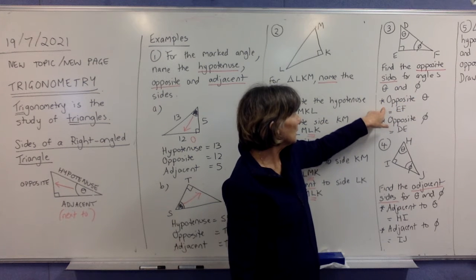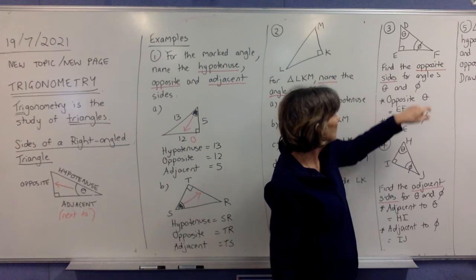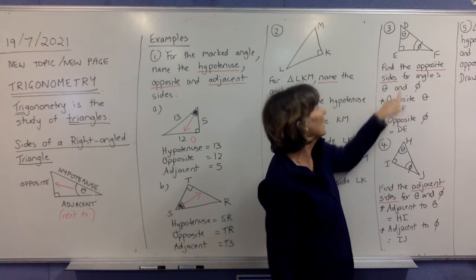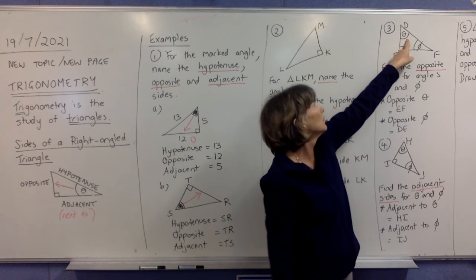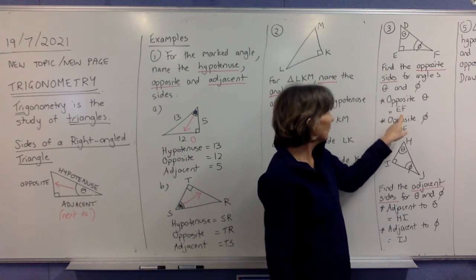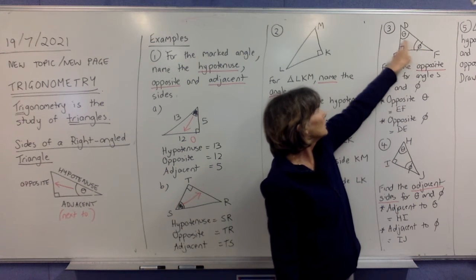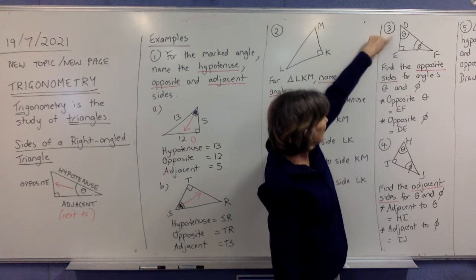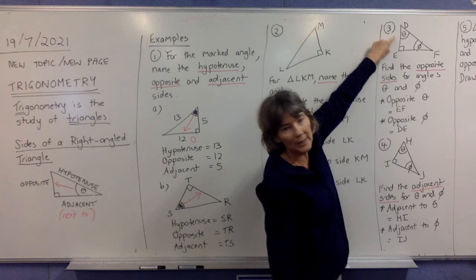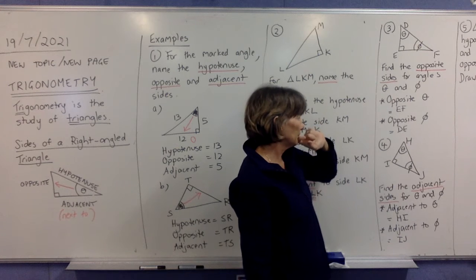So firstly, opposite theta, we want the opposite side to angle theta. So there's theta. Opposite that is the side EF. Next one, opposite angle phi, straight across, the side DE. Or ED, doesn't matter which way around, as long as you've got both letters there though.